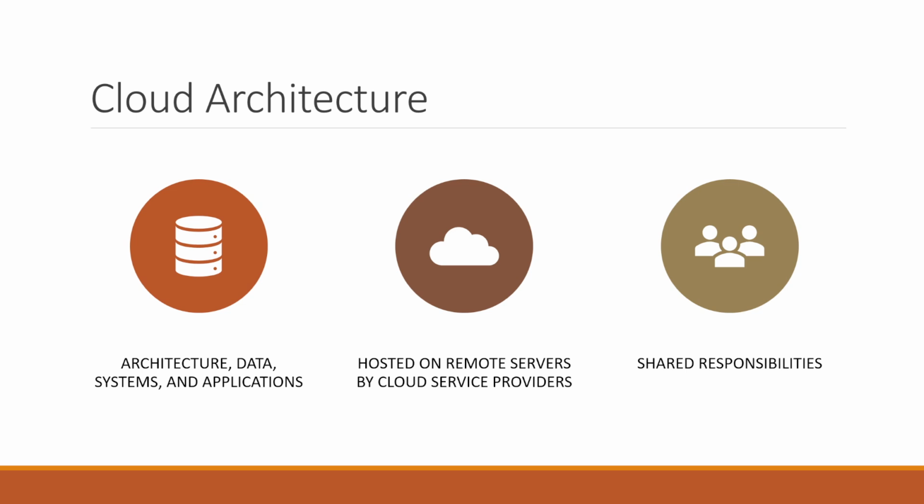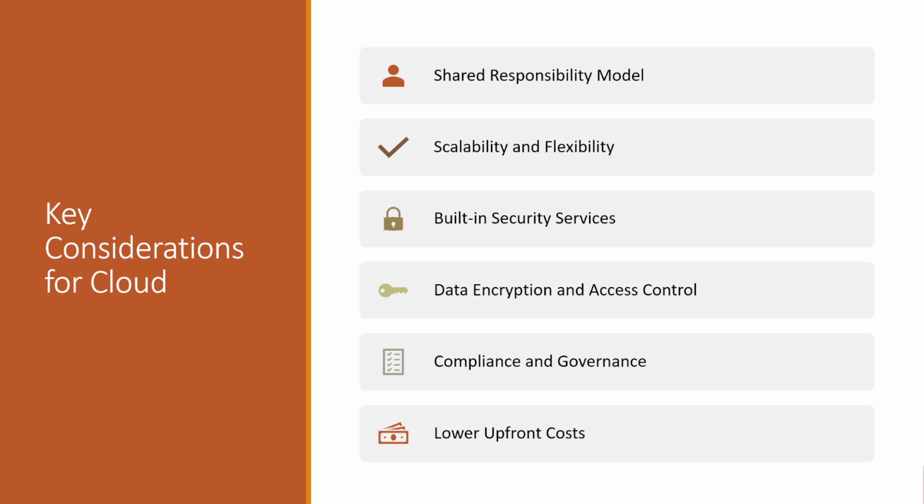So let's talk about cloud infrastructure a little bit. In cloud architecture, data, systems, and applications are normally hosted in remote locations in a third-party system like a CSP, which is a cloud service provider. These are like AWS, Microsoft Azure, Google Cloud Platform, and they normally handle most of the infrastructure and security. But we as customers will still have a shared responsibility, such as making sure that our data, applications, and user access is secure.